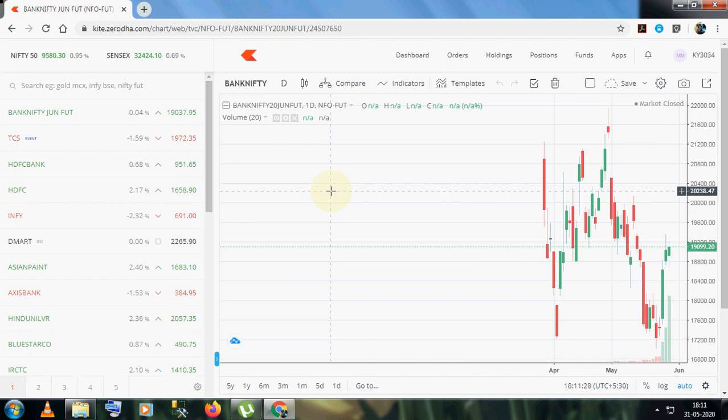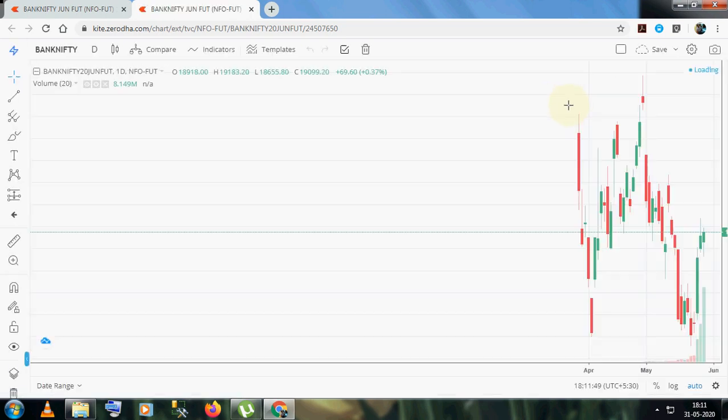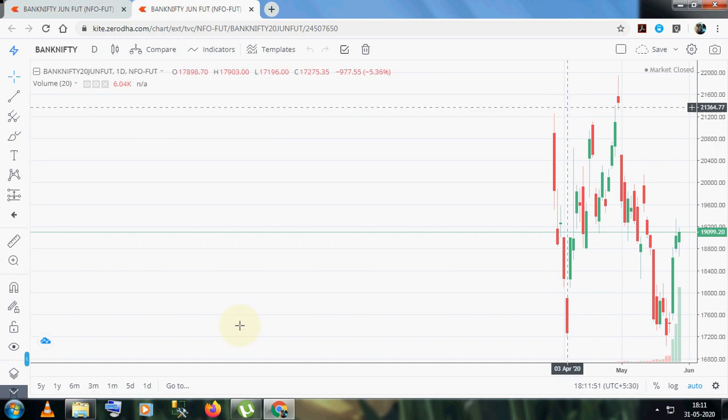Today we will be discussing one strategy where you will earn maximum profit. Let me consider one of the charts from here, that is Bank Nifty June. You can consider any chart or any timeline, it doesn't matter. You will at the end of the day be having a profit with this strategy, guys.